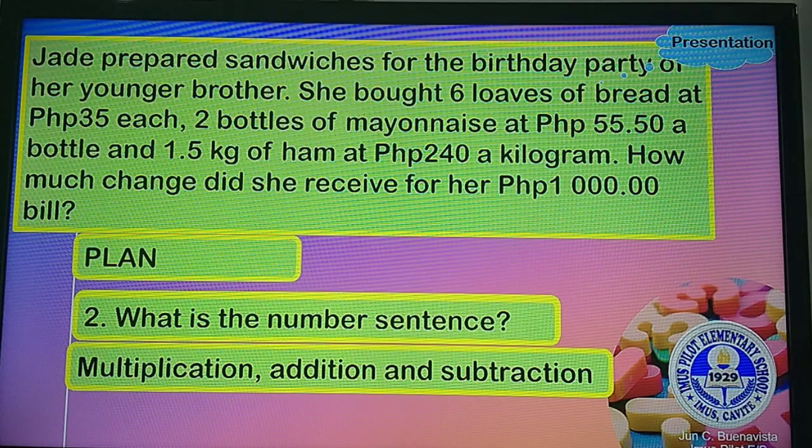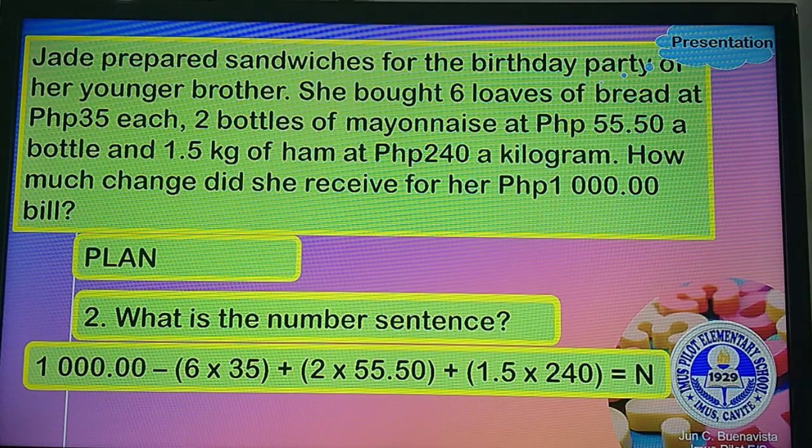So, our number sentence is 1,000 minus the quantity of 6 times 35 plus the quantity of 2 times 55 and 50 hundredths plus the quantity of 1 and 5 tenths times 240 equals n. So that is our number sentence.